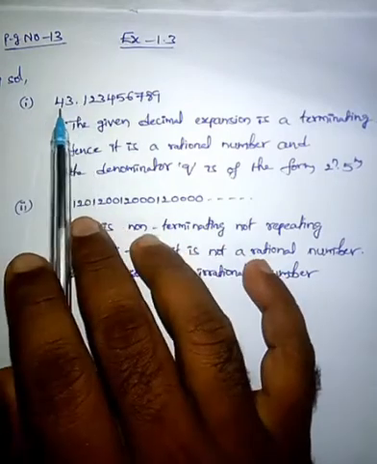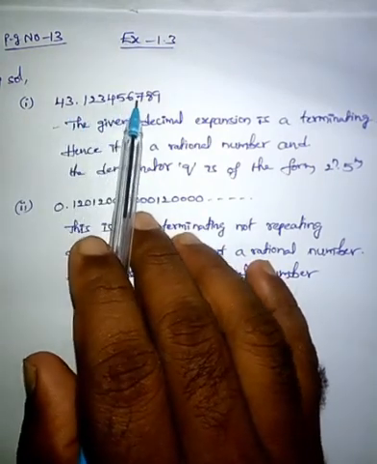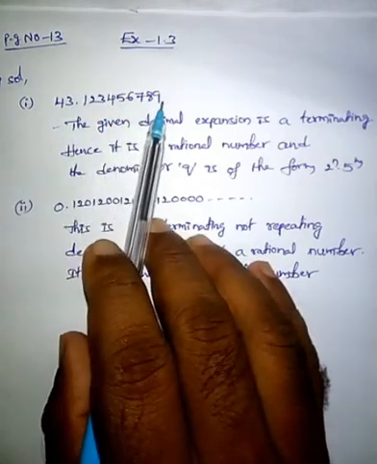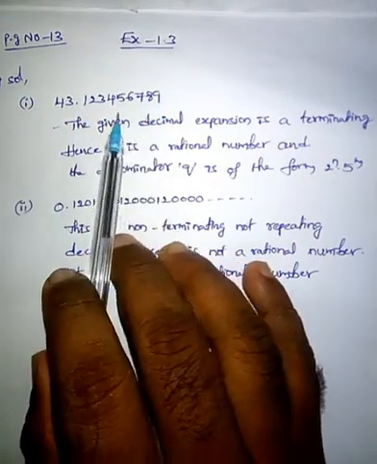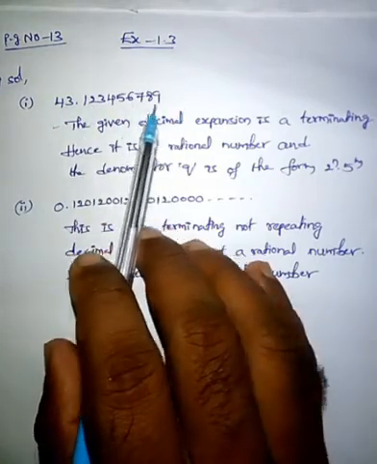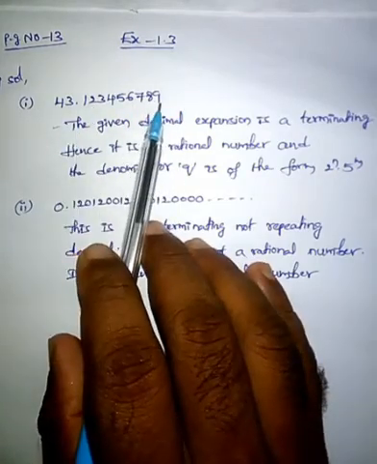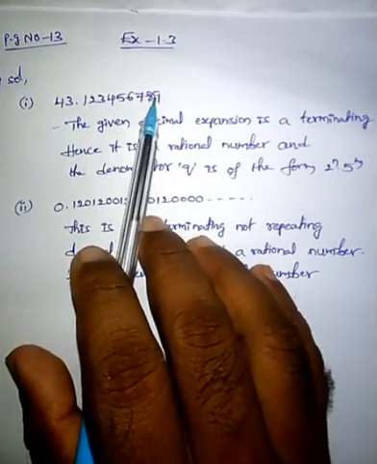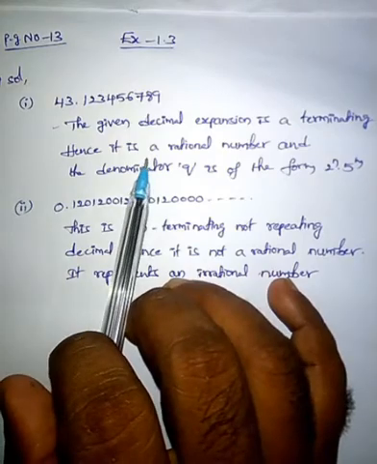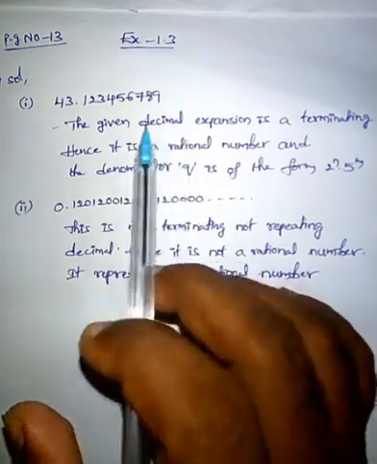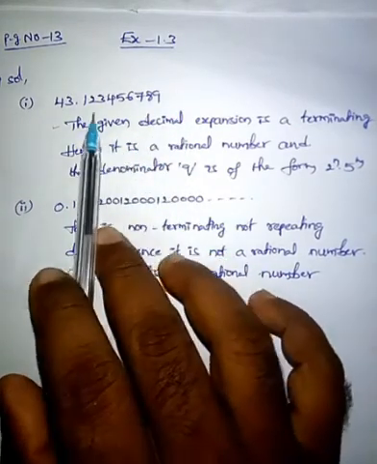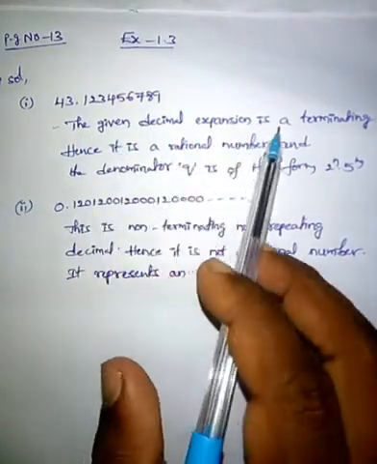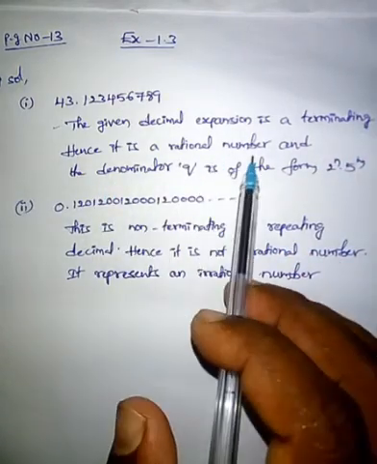problem, 43.123456789. Children, you can observe that this is a terminating decimal. So already I have told you that every terminating decimal is expressed in the form of p by q. So this is a terminating decimal, that's why we can express this in the form of p by q. So if any number is written in the form of p by q, then it is a rational number. So that's why I wrote the conclusion here. The given decimal expansion is terminating, hence it is a rational number.